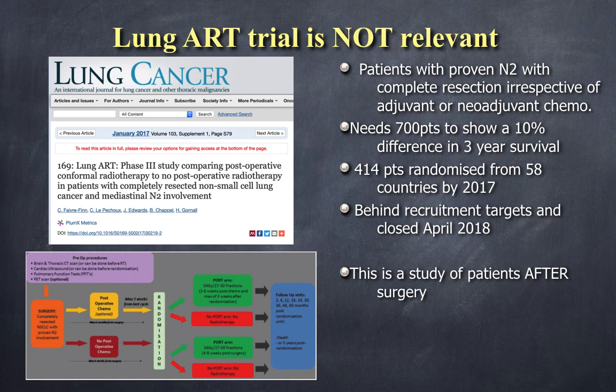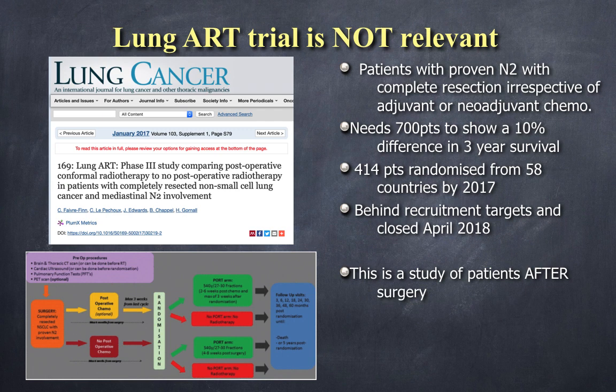Now, a huge study was set up in the UK to look at these patients. Some people with proven N2 after an operation, should you give radiotherapy or not? Now, this is different to the group we're talking about, because remember, I'm talking about people that we knew pre-operatively had N2. But this study was set up once you knew they had post-op N2. This study's under-recruited. It's shut last year. It wanted 700. It's only got 400.